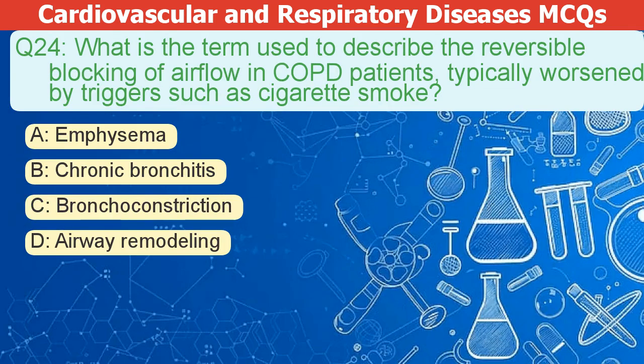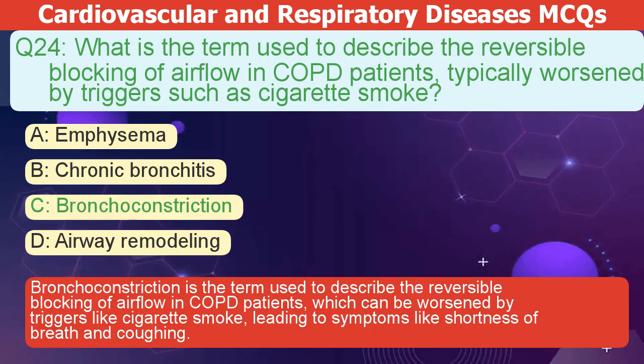What is the term for reversible airflow blockage in COPD patients, worsened by things like cigarette smoke? A. Emphysema. B. Chronic bronchitis. C. Bronchoconstriction. D. Airway remodeling. The correct answer is C. Bronchoconstriction is the term used to describe the reversible blocking of airflow in COPD patients. This can be worsened by triggers like cigarette smoke, leading to symptoms like shortness of breath and coughing.